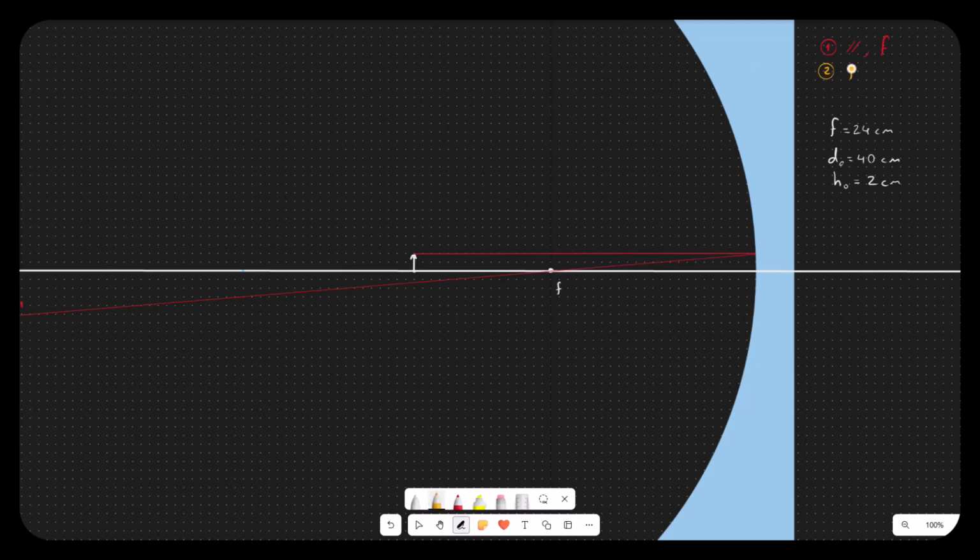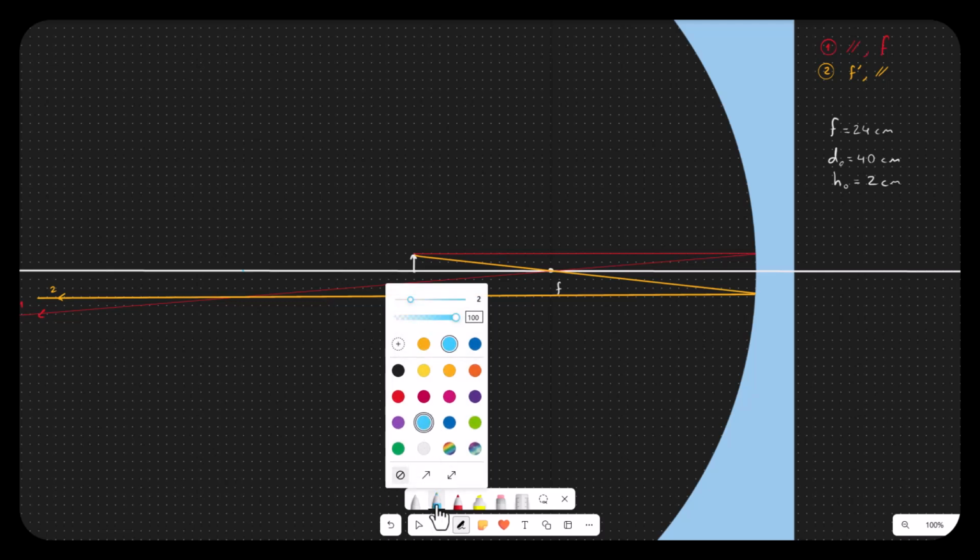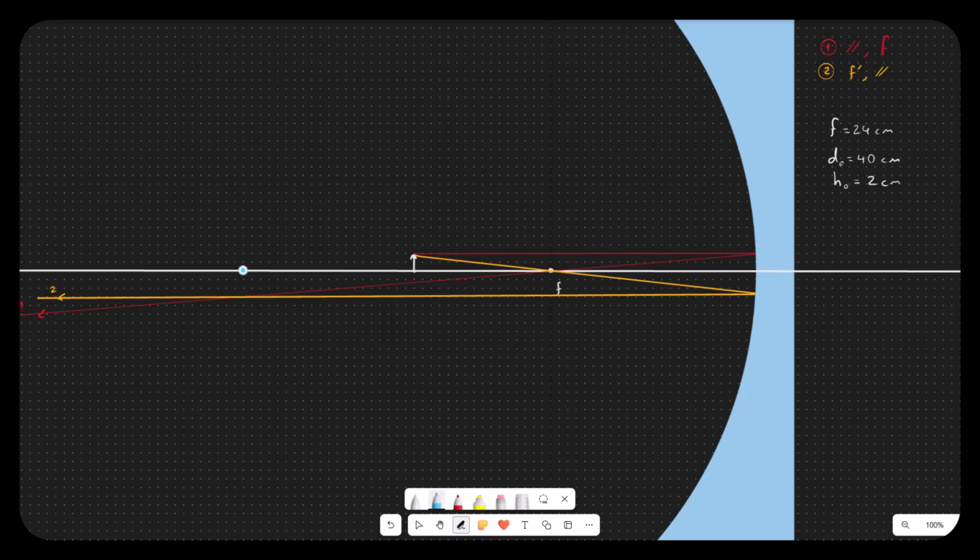It's going to go through my primed focal point and then parallel to the axis, but my primed focal point is the same as my regular focal point because I'm looking at a mirror. So through this gets me here, and then parallel to the axis has me moving along this line. There is ray 2, ray 1. These two cross right here, and I get my image.